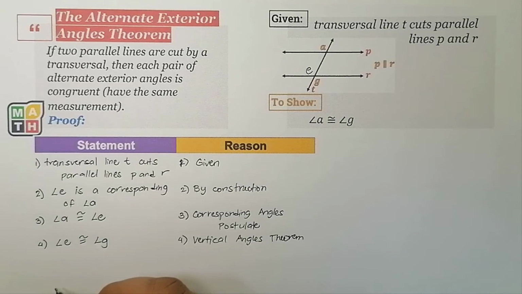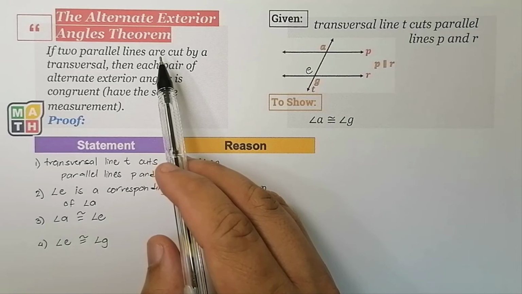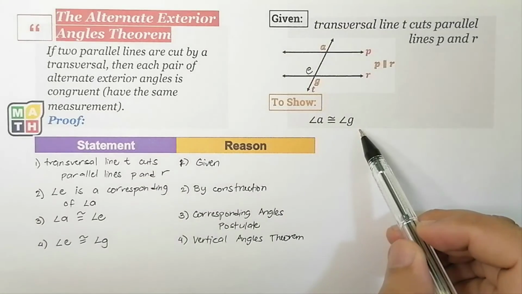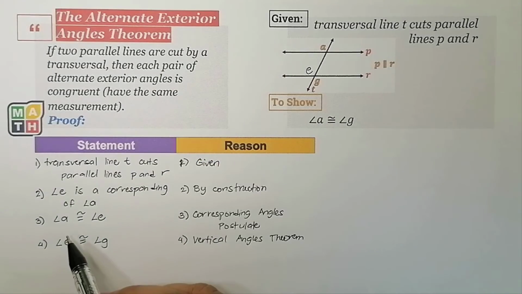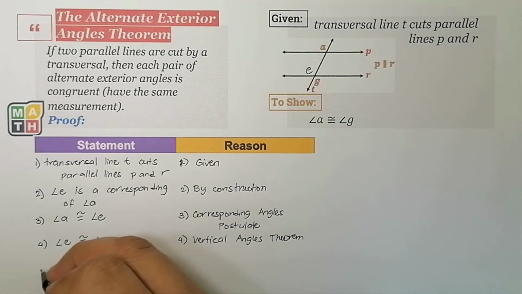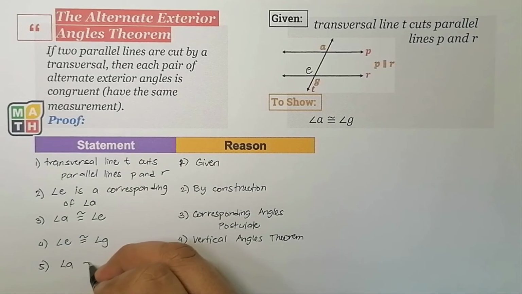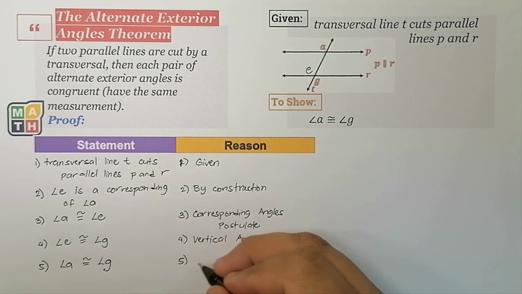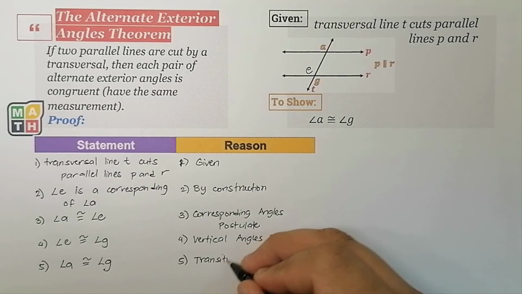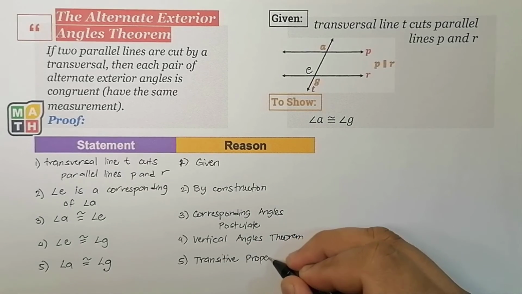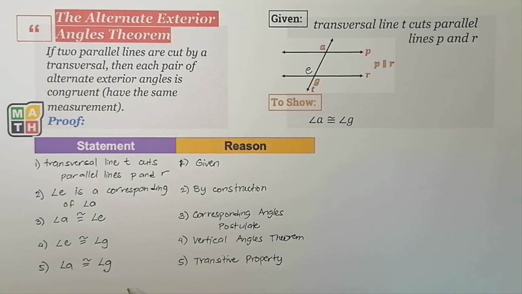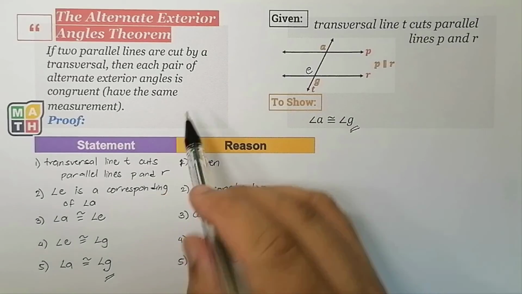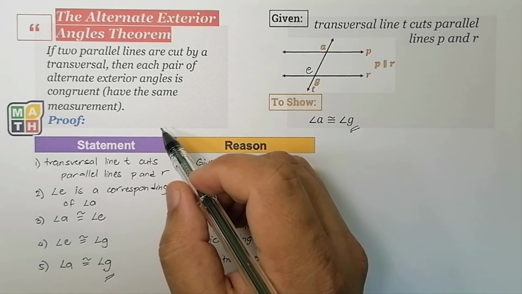With this, we are one step away from proving this theorem. Once we have shown that angle A is congruent to angle G, this tells us that the theorem holds. We could apply the last two statements here, and we could say that angle A is congruent to angle G. This actually uses the transitive property. This shows that our statement here has been proven, and that means this theorem is true.